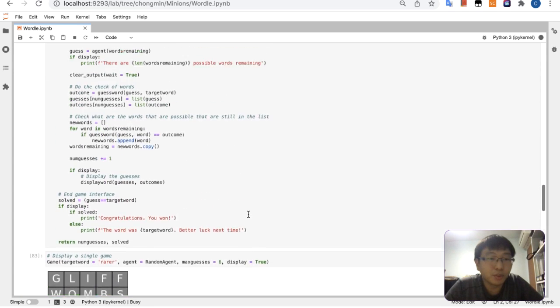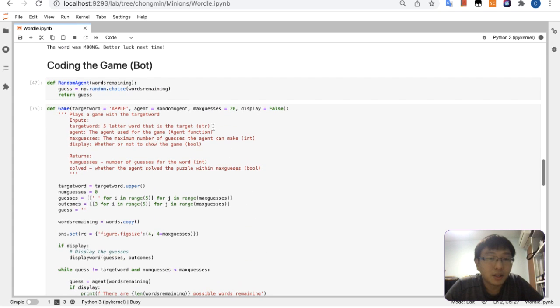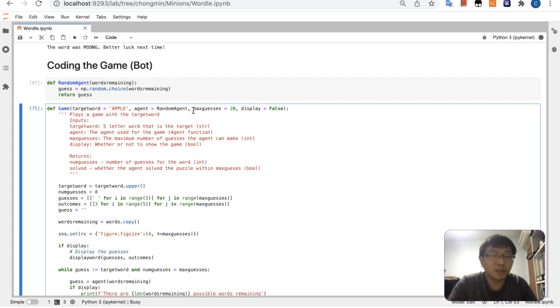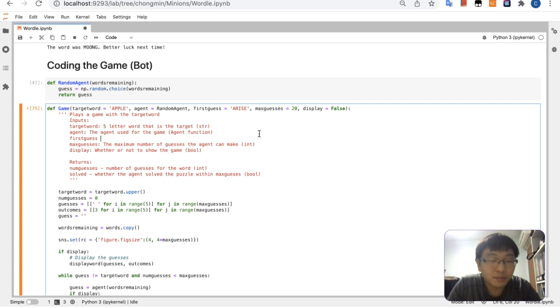So if we change the game configuration here to have a first guess parameter, maybe my favorite word is arise. So the first guess will basically be that, because for all the agents we are going to code, it will be quite deterministic what the first guess will be.